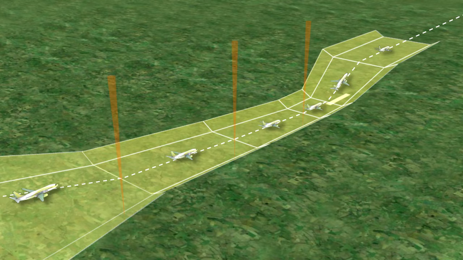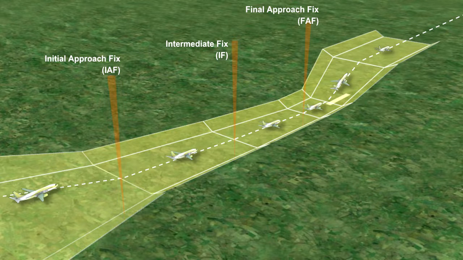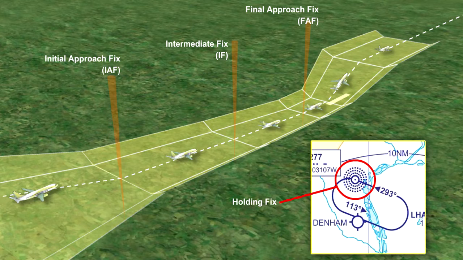Fixes and points used in designating approach procedures include, but are not limited to, the initial approach fix, IAF, the intermediate fix, IF, the final approach fix, FAF, the holding fix, and, where necessary, the missed approach point fix, MAPT, or the turning point, TP. Fixes are normally all derived from standard navigation systems.